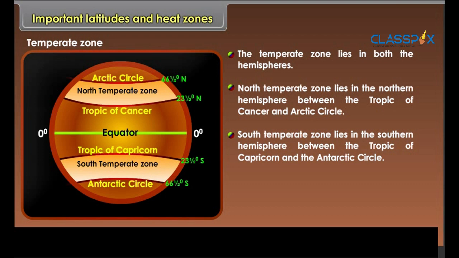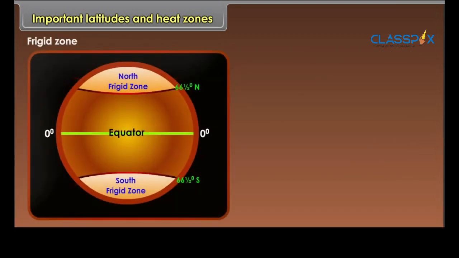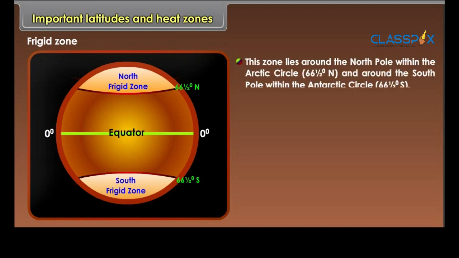The zones are neither too hot nor too cold. Frigid zone. This zone lies around the North Pole within the Arctic Circle, 66.5 degrees north, and around the South Pole within the Antarctic Circle, 66.5 degrees south.